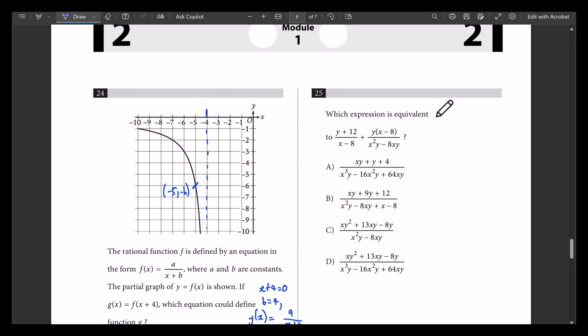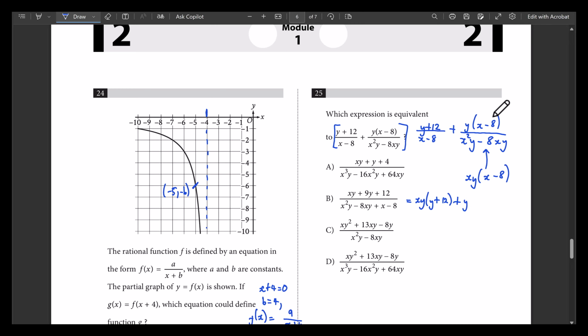Which expression is equivalent to this whole expression that we have: y plus 12 over x minus 8, plus y times x minus 8 over x squared y minus 8xy? I'm going to find the common denominator, but before I do that, we can factorize this and we get xy on the outside. Multiplying xy by y plus 12, plus y times x minus 8, all over this xy times x minus 8.